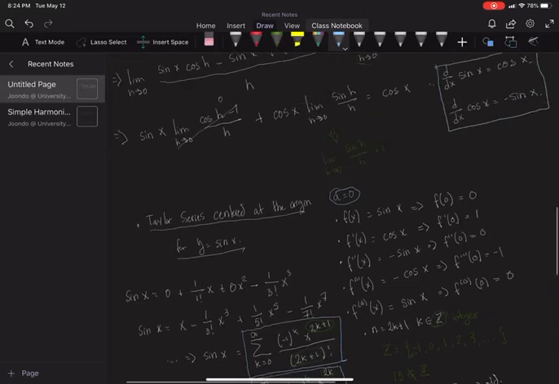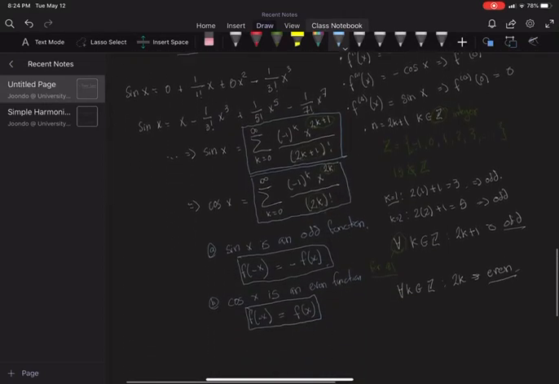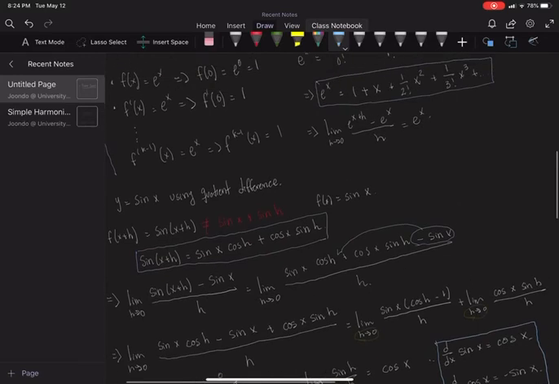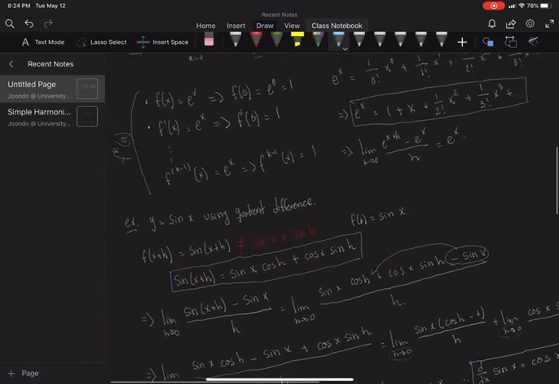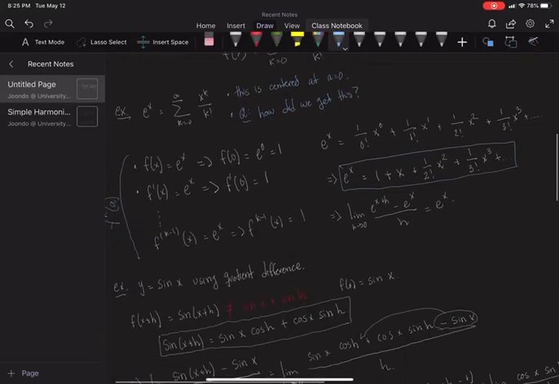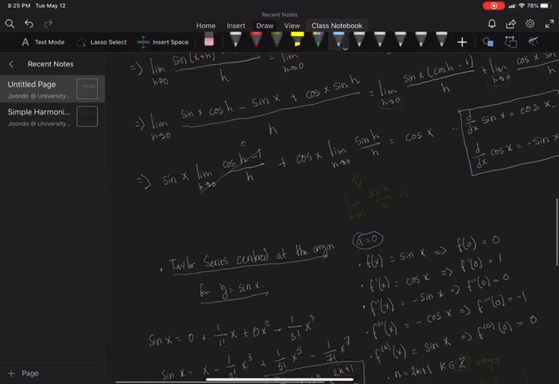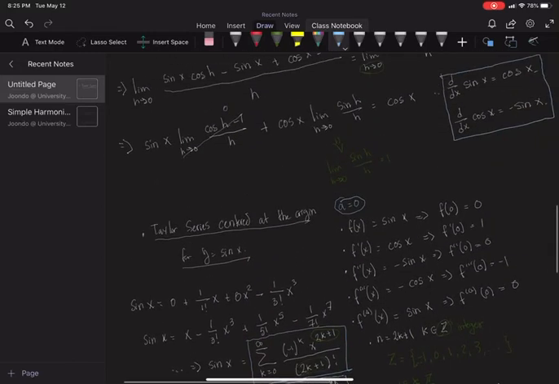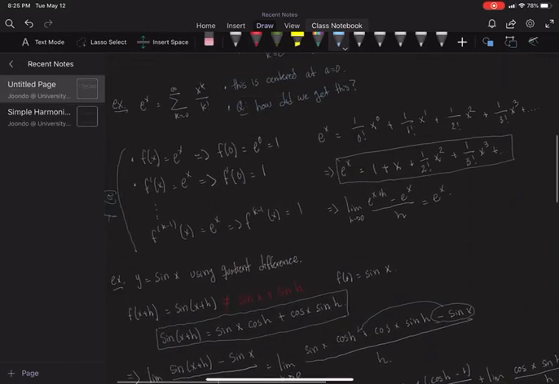So I'll stop here for now, and we'll talk a bit more about the Taylor series and things like that next time, and do an example of an integral problem that I really wanted to do with you guys, actually.